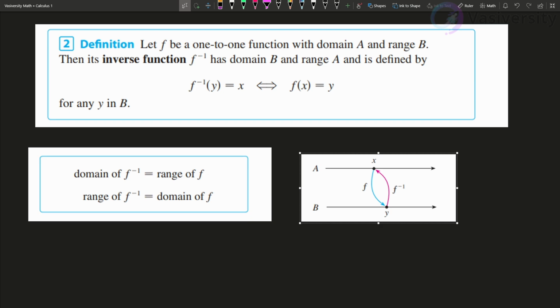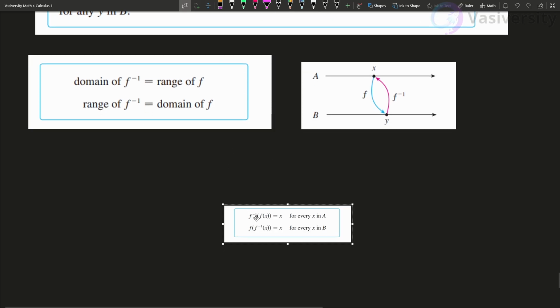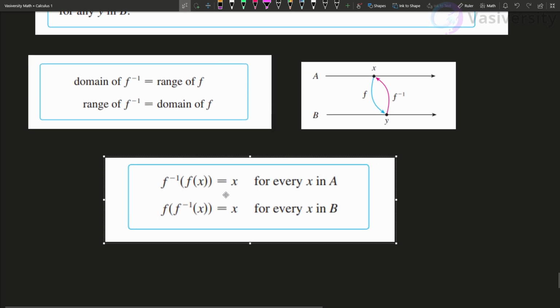Okay, and then one of the identity properties of the inverse functions. This is something that all inverse functions should be able to do, since they're one-to-one. The inverse of f of x is just x, and f of the inverse is just going to be x. So the function and its inverse cancel out in both ways.